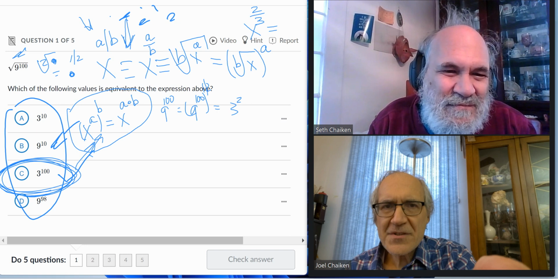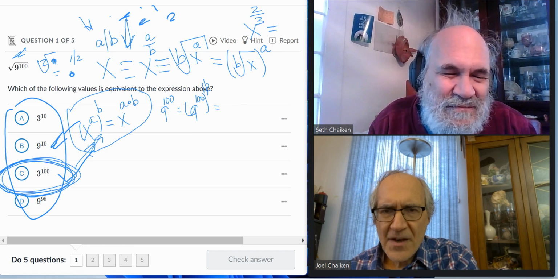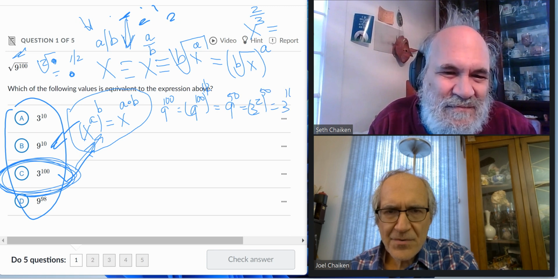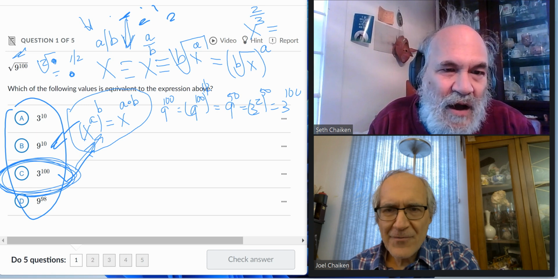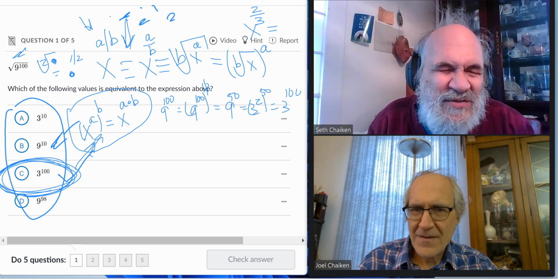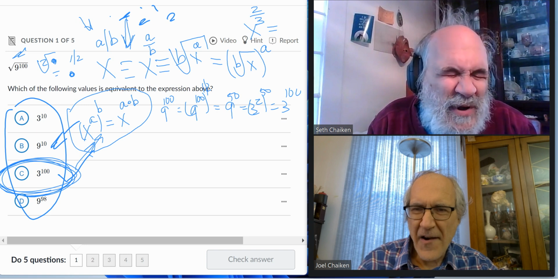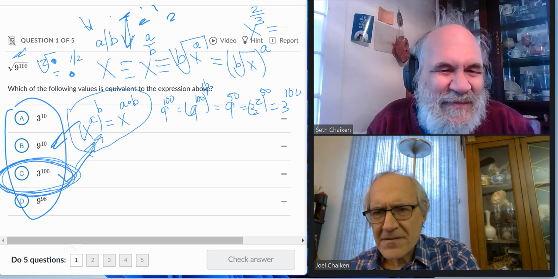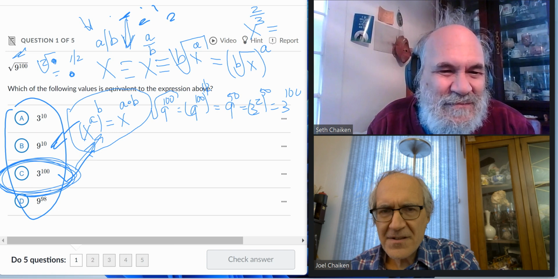Which is equal to 9 to the 50th, which is equal to 3 squared to the 50th, which is equal to 3 to the 100th. Okay, now you have all that white space. You forgot to put the square root around 9 to the 100th. You're right. Sorry. Okay, so this is the answer.